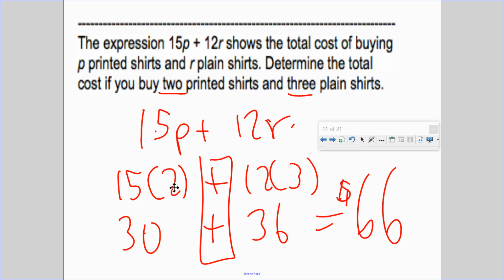So I assume it's $15 for every printed shirt plus $12 for every plain shirt. If you buy 2 printed shirts, it costs you $30. If you buy 3 plain shirts, it costs you $36. Total is $66.